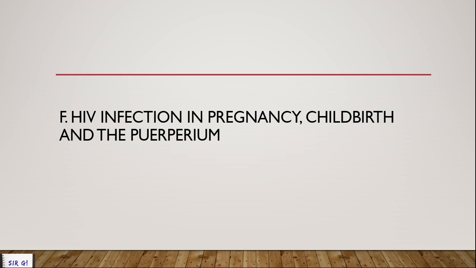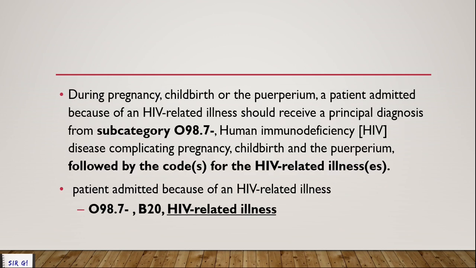HIV infection in pregnancy, childbirth, and the puerperium. Your guideline for HIV infection in a pregnant woman is still the same as the guideline in your chapter 1 about HIV. It's just that you need to add O98.7. During a pregnancy, childbirth, or puerperium, a patient admitted because of an HIV-related illness should receive a principal diagnosis of O98.7. When we are talking about a pregnant woman with HIV or AIDS or asymptomatic HIV, you always need to code O98.7 first. Okay? You always need to put that in your sequencing there.